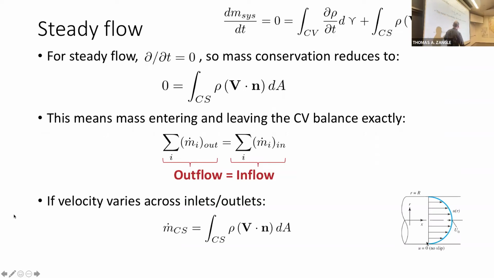Noting that if velocity varies across the inlets and outlets, meaning if velocity is not uniform across those inlets or outlets, which we're going to see later when we're talking about pipe flow, we're going to have a velocity variation, for example, across the pipe. So this is real, this happens. And if that's the case, we can find the mass flow rate across the control surface as the integral across the control surface of this.